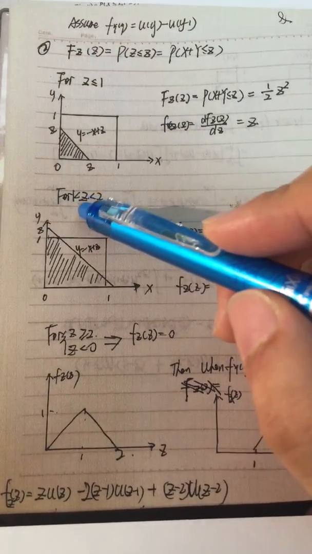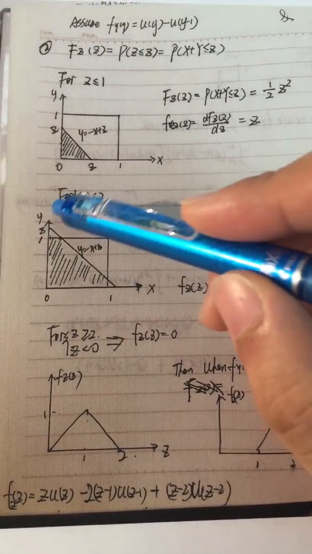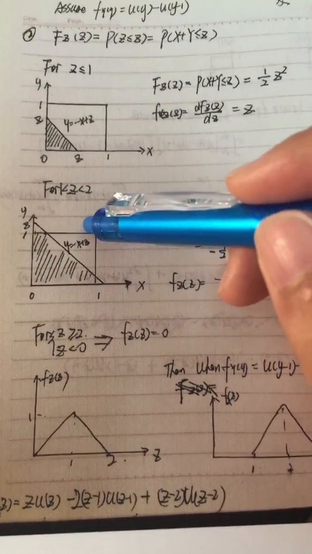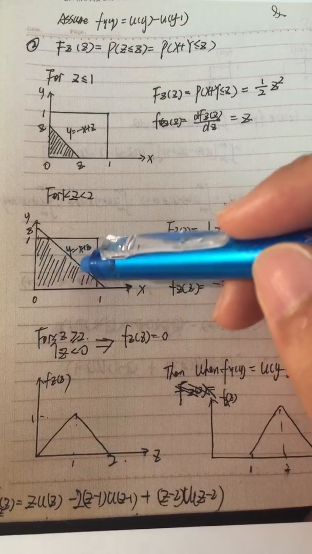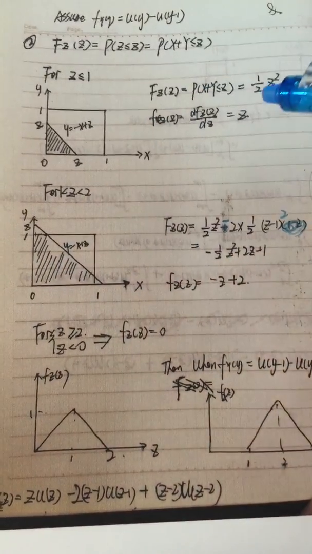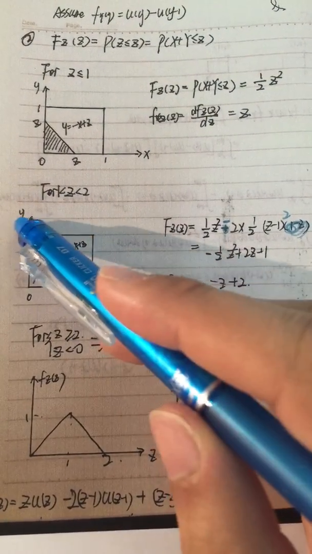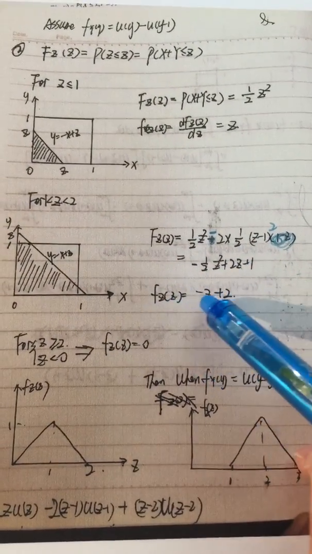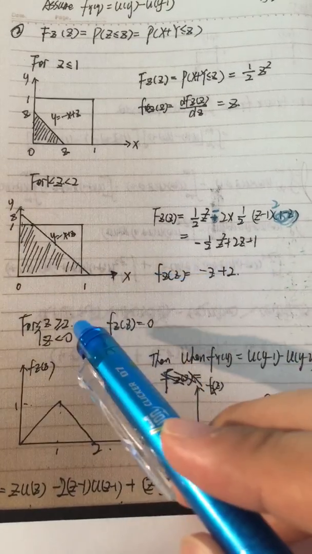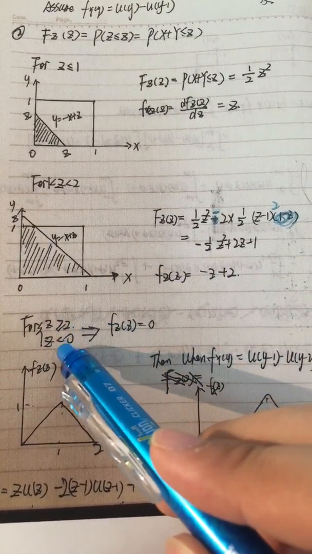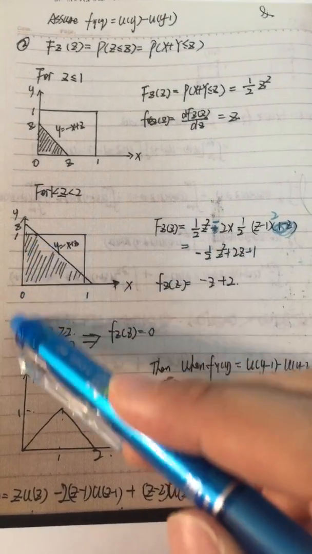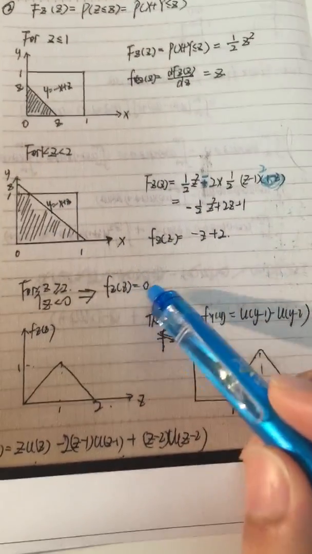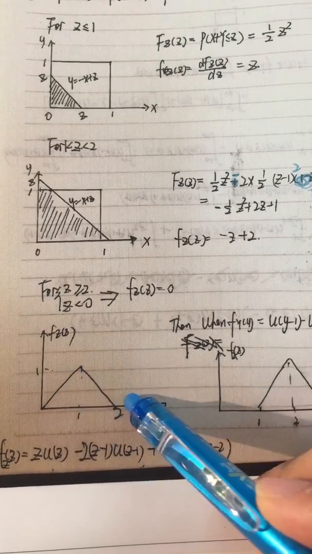For z greater than 1 and smaller than 2, this triangle is not included in the square. So this shaded area is equal to the big triangle minus the smaller triangle, which is equal to this. So this function is equal to minus z plus 2. And for z greater than 2 and z smaller than 0, there is no intersection between the triangle and the square, so this function is equal to 0. So we can easily draw the picture like this.